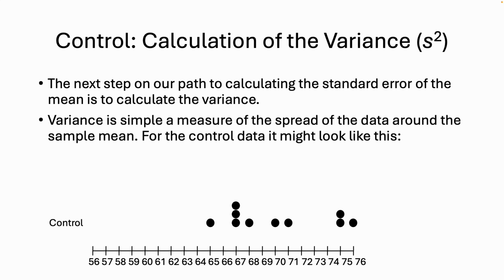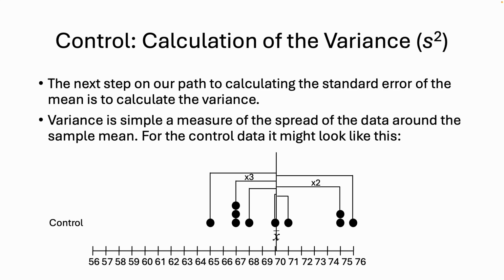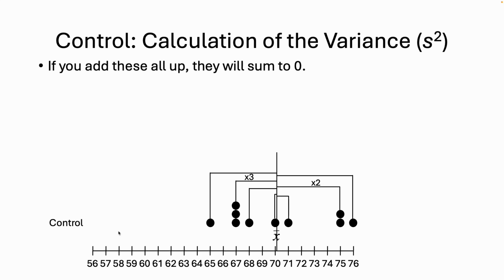Once again, here is our number line with the data for the control. Our sample mean is 70.1, so the variance is made up of the distance between the mean and that observation, the mean and this observation, but because there are 3 of them, we have to do that 3 times. The mean and this observation, the mean and that observation, the mean and that observation, but that's there 2 times, and the mean and that observation. Now, when we add all of this up, they're going to sum to 0, because the mean is in the middle of the data set, and we have just as much weight in the data set to one side as we have to the other side. As a result, this is all going to sum to 0.